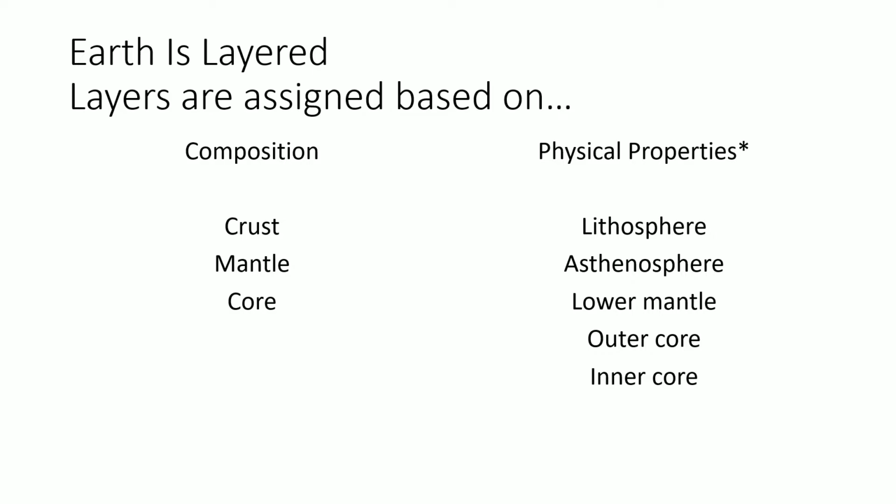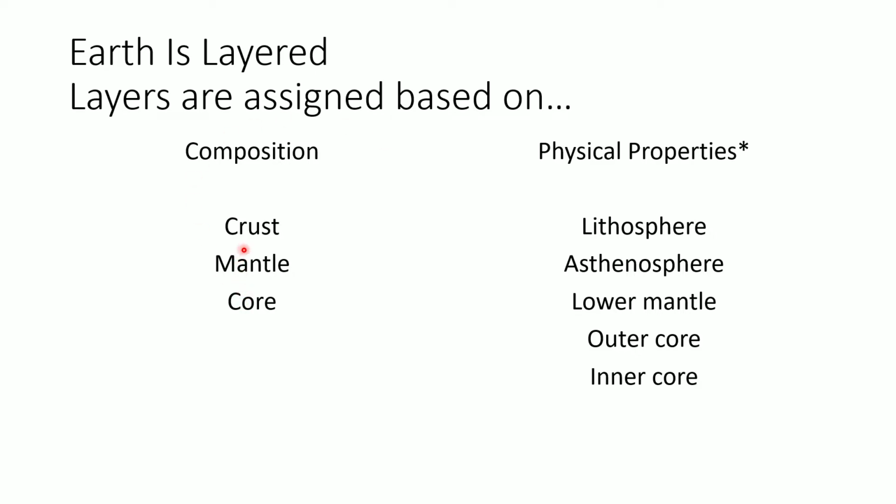Okay, so the planet Earth has layers to it, much like an onion. There's two ways that scientists can divide these layers into groups. One way is based on the composition.